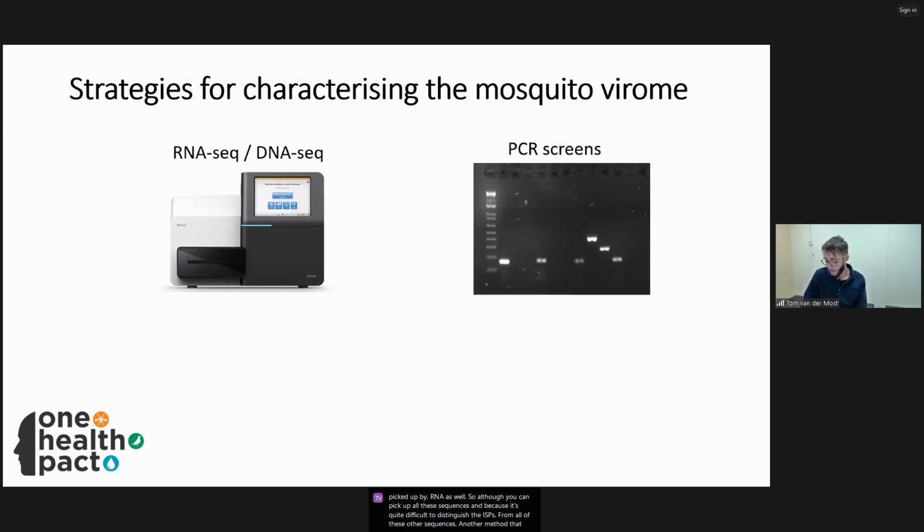Another method that people have been using to find insect-specific viruses is using PCR screens, either using family-specific virus primers or specifically looking for a certain virus. And of course, the advantage here is that you can test a lot of different samples very easily and very cheaply. The downside, of course, is that you can only look for the viruses that you are specifically interested in.